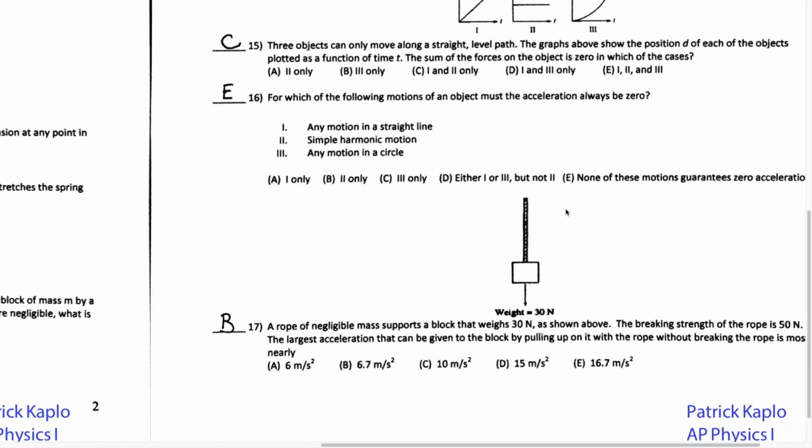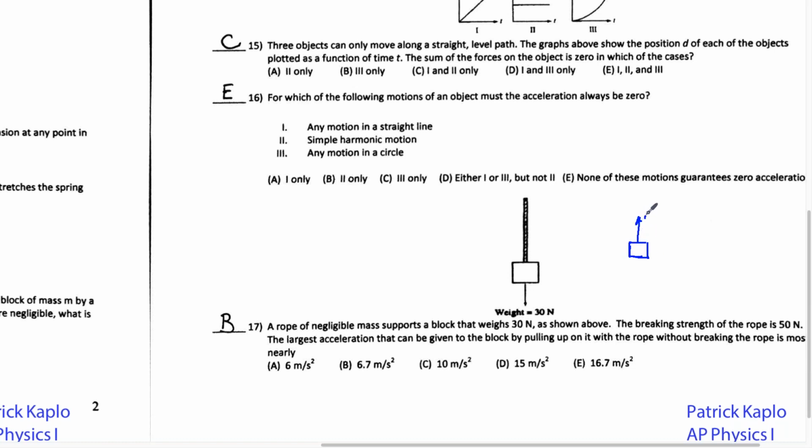And they say that a rope of negligible mass supports a block that weighs 30 newtons as shown above. The breaking strength of the rope is 50 newtons, and they want to know what the largest acceleration of the block can be without breaking the rope. So let's start by drawing a free body diagram over here.